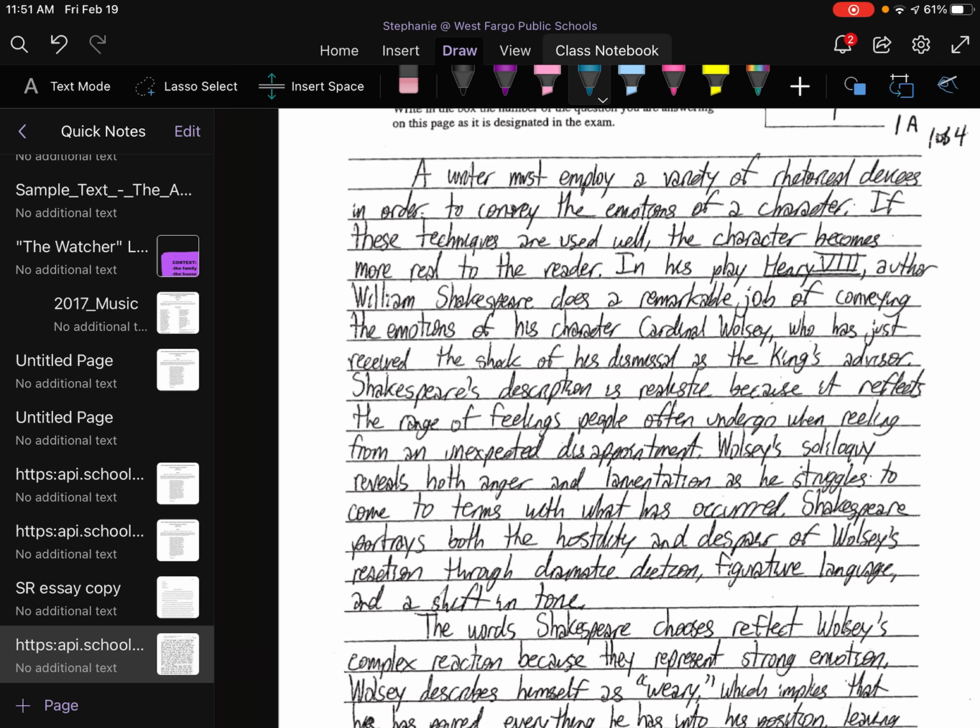Shakespeare's description is realistic because it reflects the range of feelings people often undergo when reeling from an unexpected disappointment. Wolsey's soliloquy reveals both anger and lamentation as he struggles to come to terms with what has occurred. Shakespeare portrays both the hostility and despair of Wolsey's reaction through dramatic diction, figurative language, and a shift in tone.